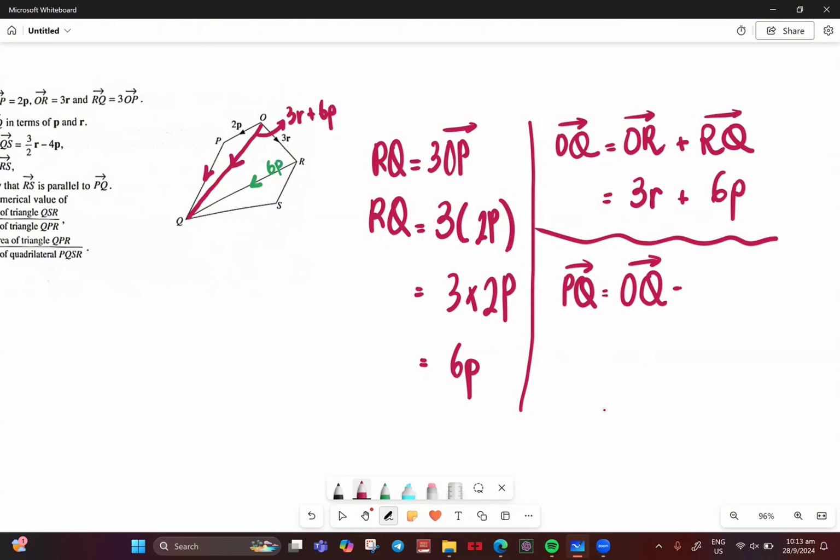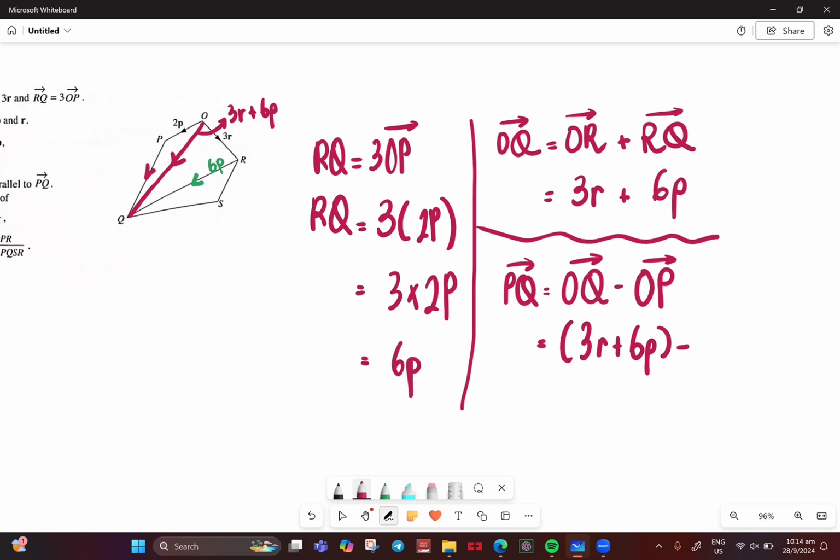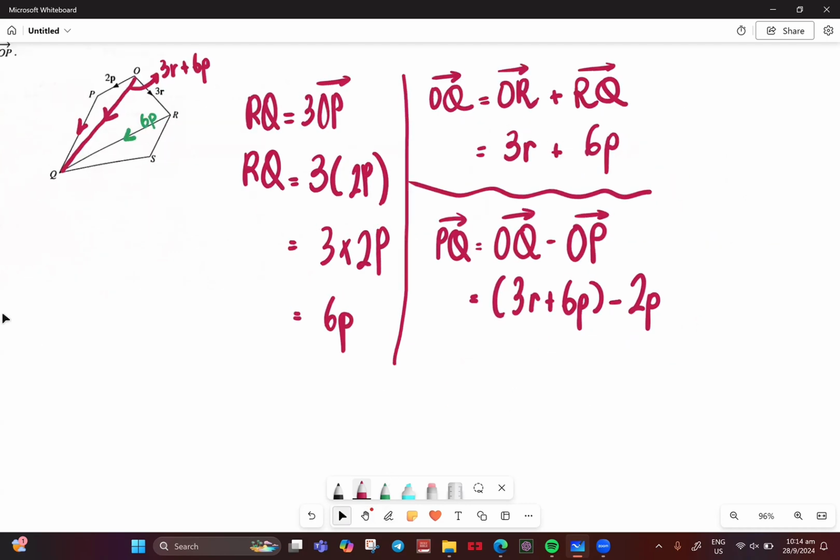All right, OQ minus away OP. Agree or disagree? So what's my OQ? OQ over here is 3R plus 6P, minus away OP. What's my OP? OP is 2P. Okay, so that is basically how you would do a question like that.